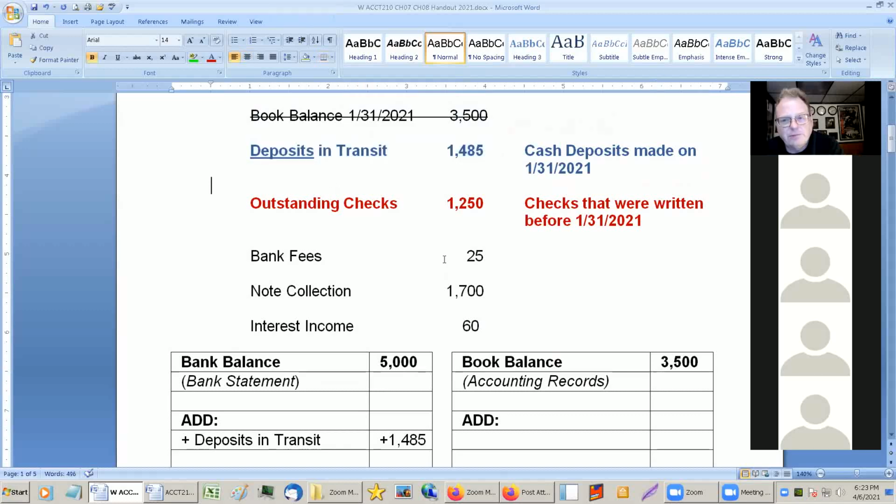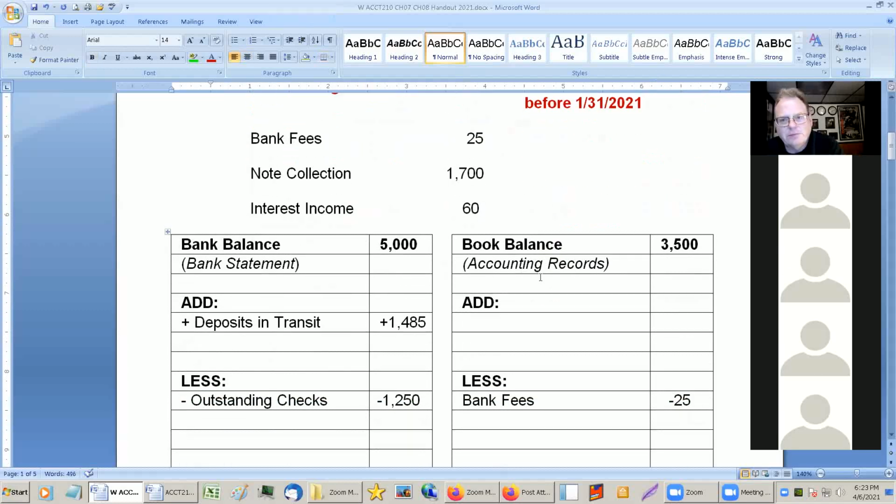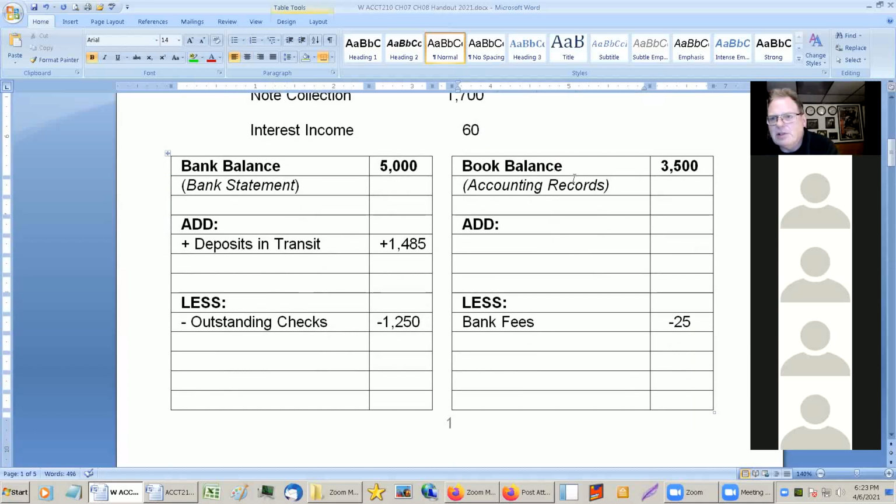I'm sorry, Professor. I think I missed it. Why do the bank fees go under the book balance? Because we don't have anything on our books. We didn't write the check for that 25. We see the bank statement. We see that they took out 25, but we won't have that anywhere in our books yet. So we have to adjust our books down. And so it's kind of hard to see now, but at the end of this, we'll take a look and see what happens, kind of why we do this.